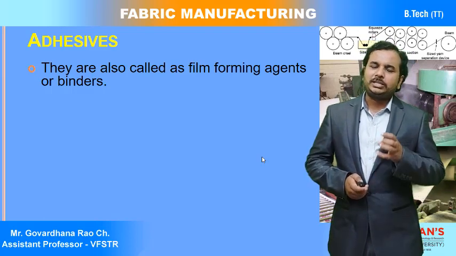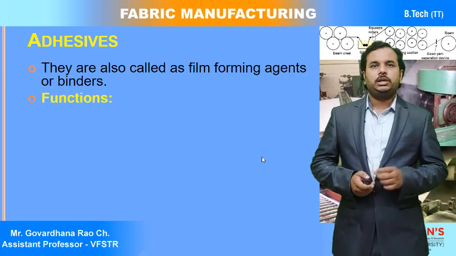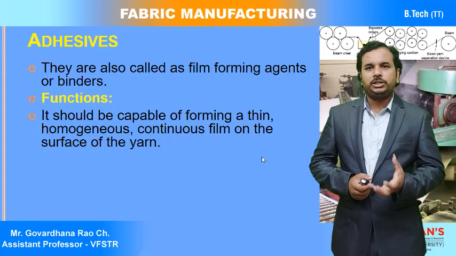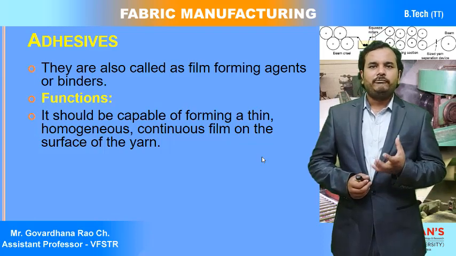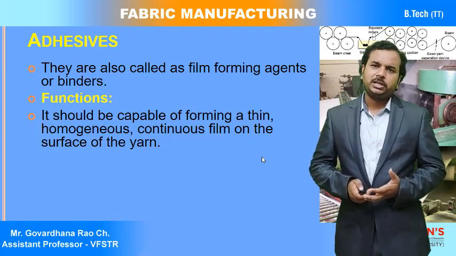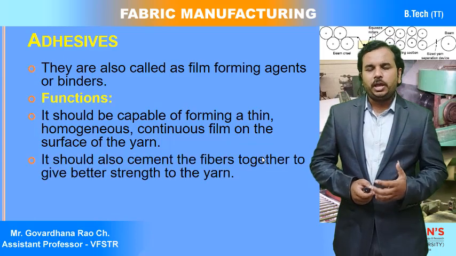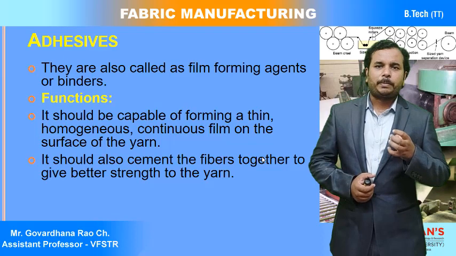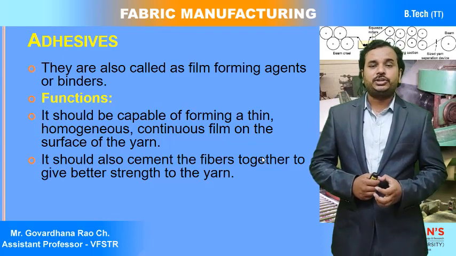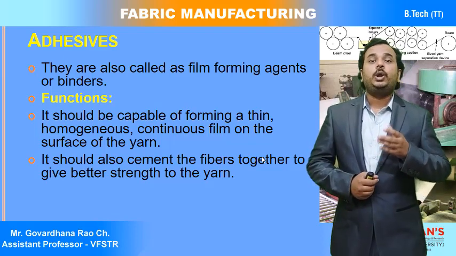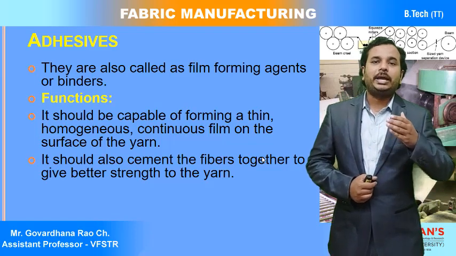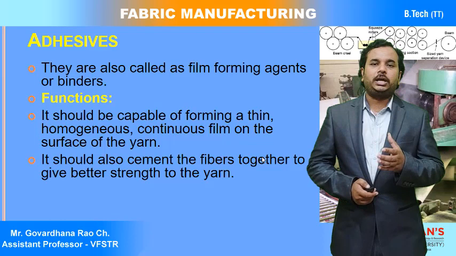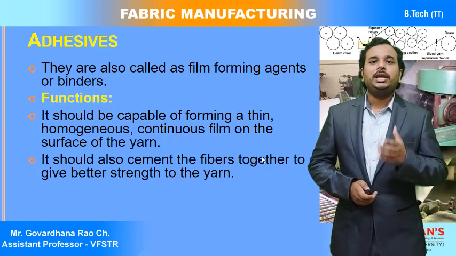The function of this adhesive is that it should be capable of forming a thin, homogeneous and continuous film on the top of the yarn surface, and it should also cement, that is, bind the fibers present inside the yarn structure, to get better tensile strength for the yarn.